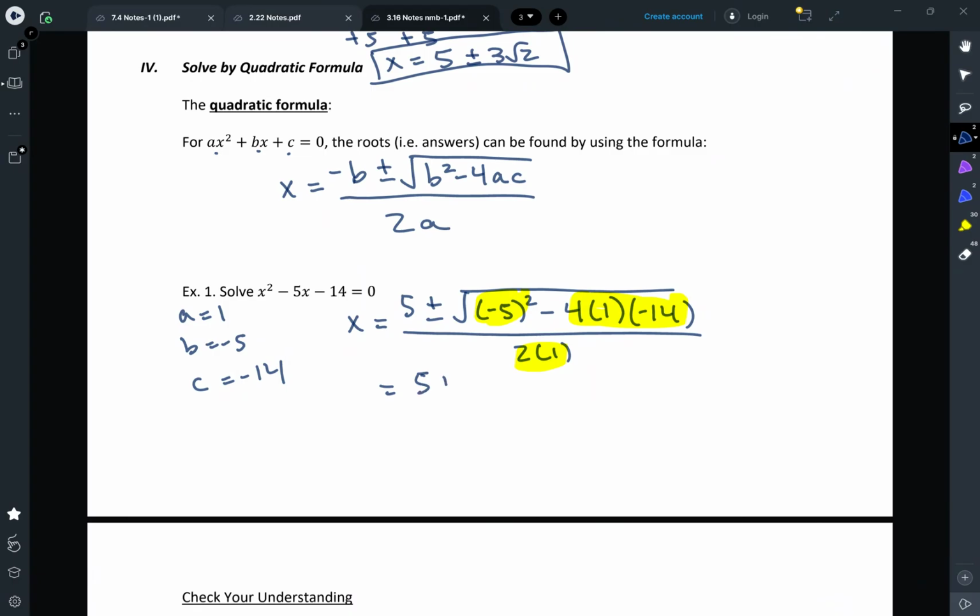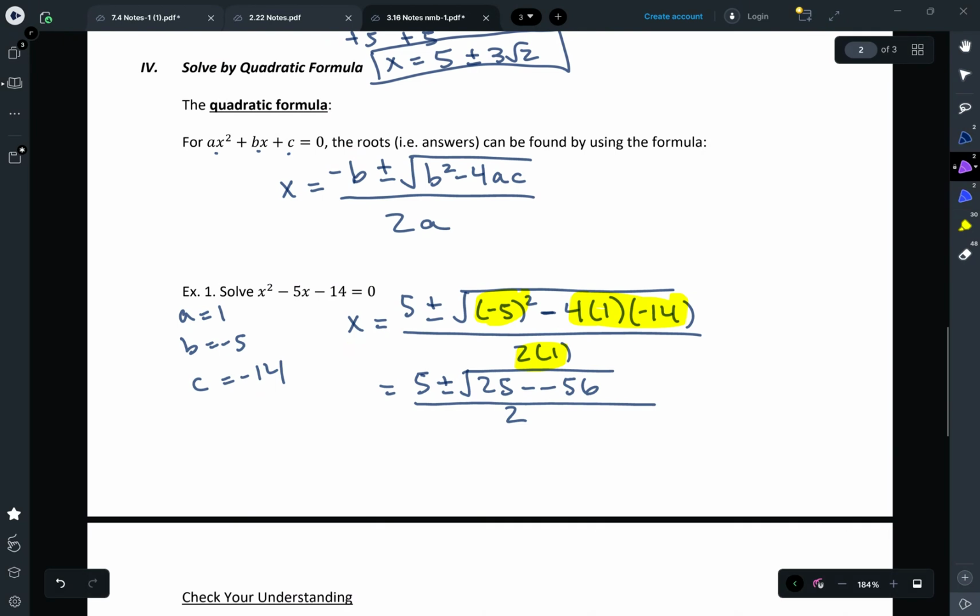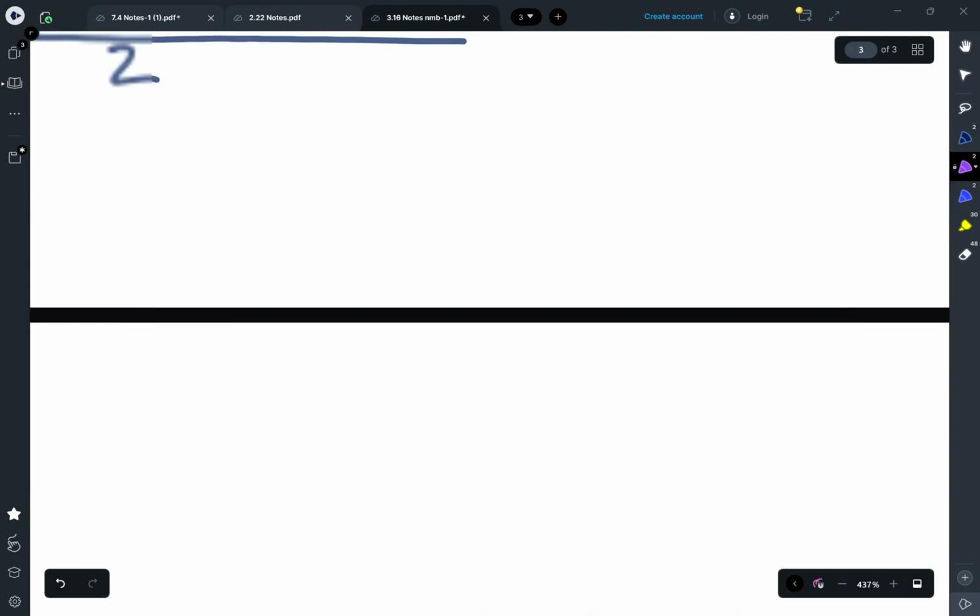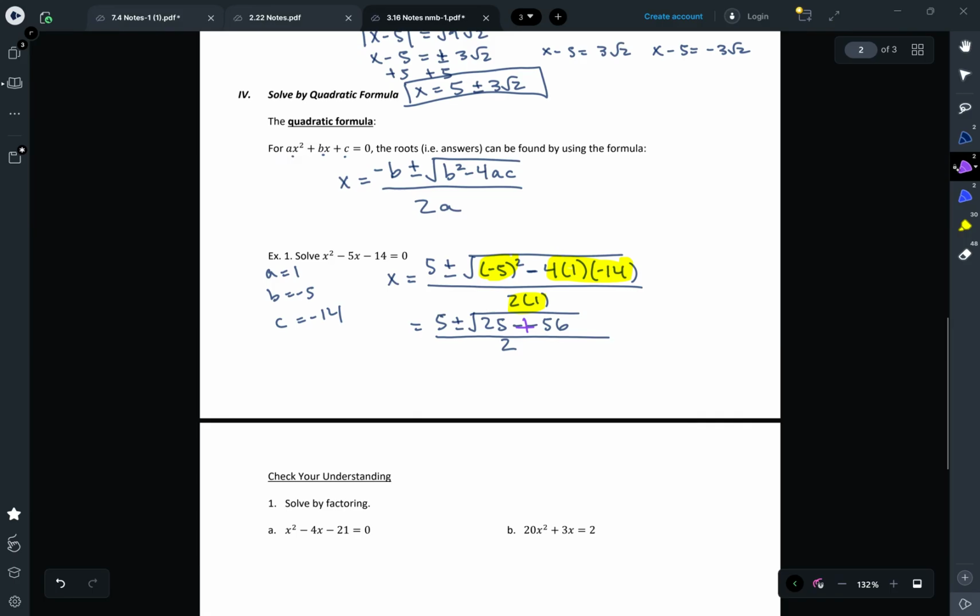So 5 plus or minus the square root of 25, and then I'm going to get a minus here. And when I multiply all of those, it's going to be a negative. So minus a negative means I'm going to be adding. And 4 times 14 is 56. And so really this is a plus sign here. Oops, sorry about that. And so we are at 5 plus or minus the square root of 81 all over 2, which is going to be 5 plus or minus 9 over 2.